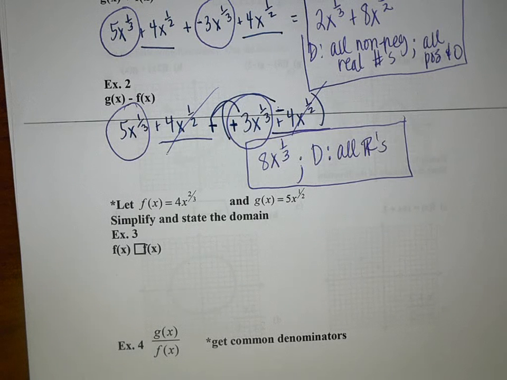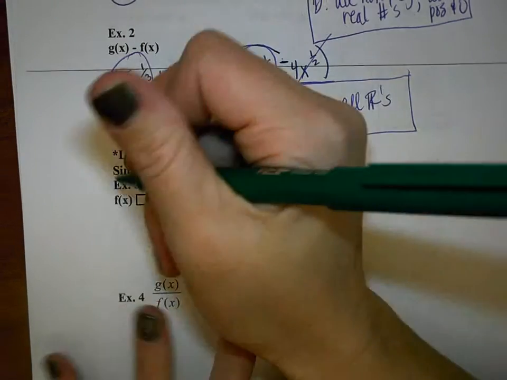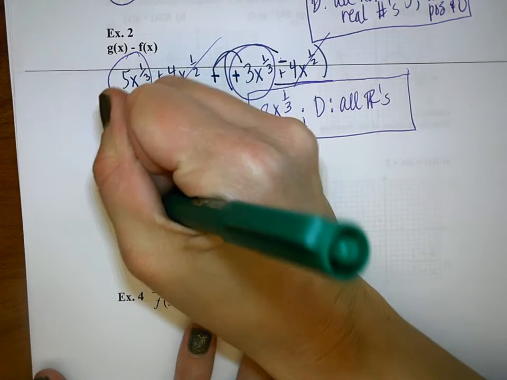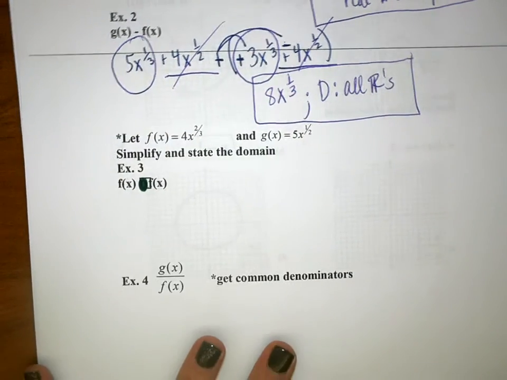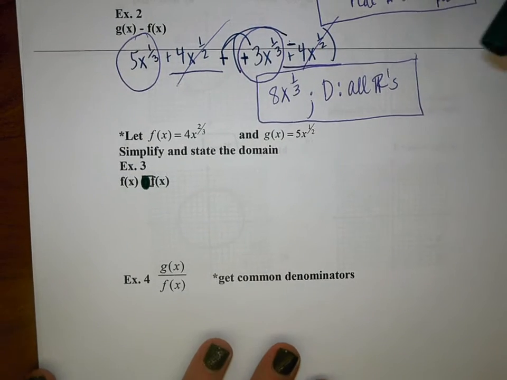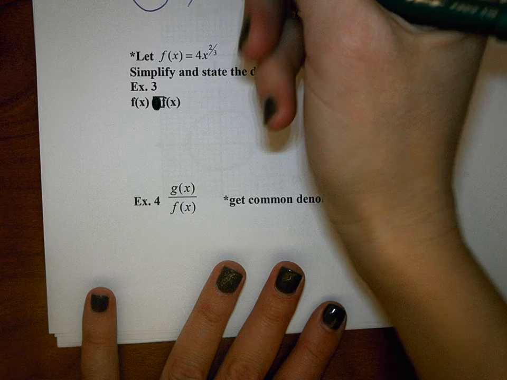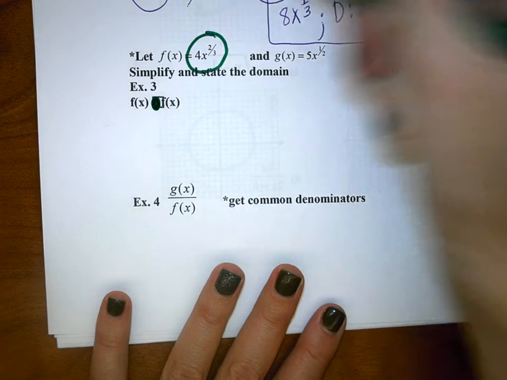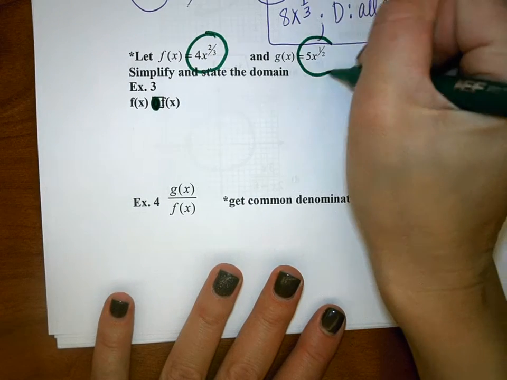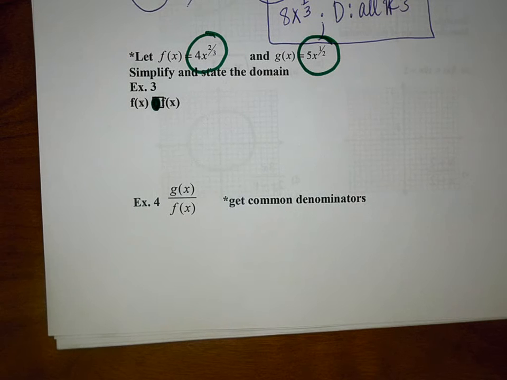All right, moving on to example 3. My printer didn't print this out correctly, but this should have been f of x. This is supposed to be times. So instead of that box there, it should be times. F of x times f of x. And now we have different values for f of x and g of x. So notice now f of x here is 4x to the 2/3 and g of x is 5x to the 1/2 power. So again, we're going to simplify and state the domain.